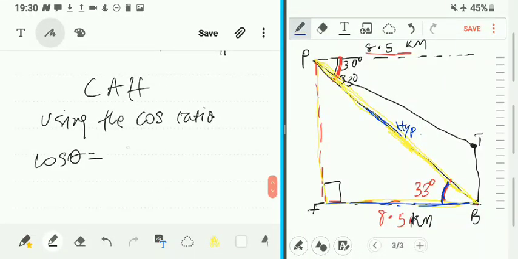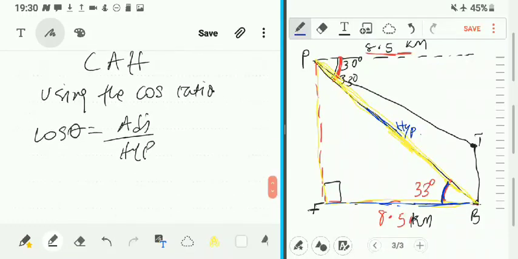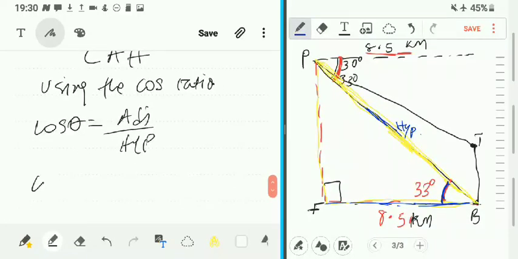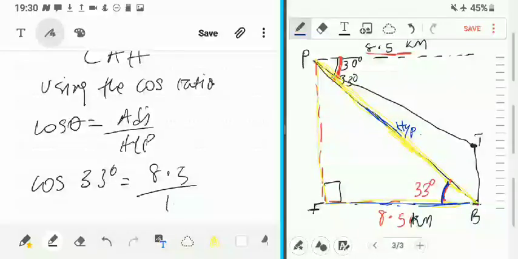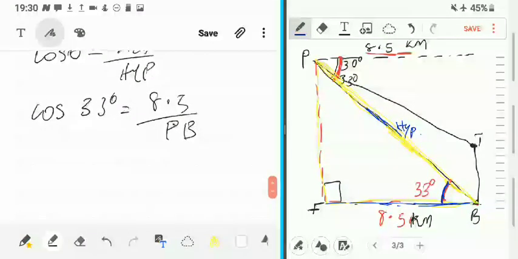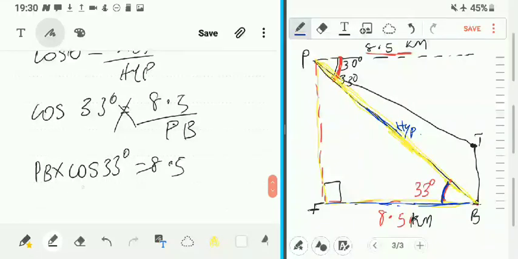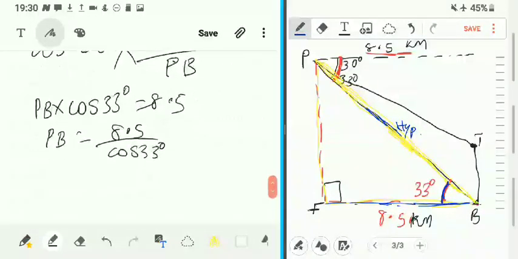Cos theta is equal to what? Adjacent over what? The hypotenuse. Okay, so cos 33 degree equal to what? 8.5. That's the adjacent over what? Hypotenuse. We don't know, that's what we're looking for. That's PB. When you cross multiply, you have PB times cos 33 degree equals 8.5. So PB is equal to 8.5 divided by cos 33 degree.